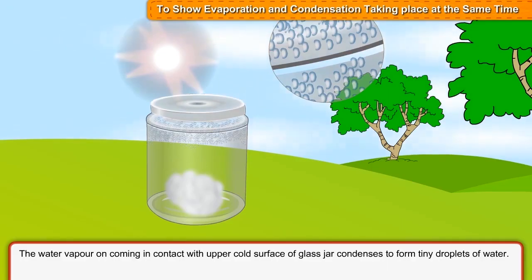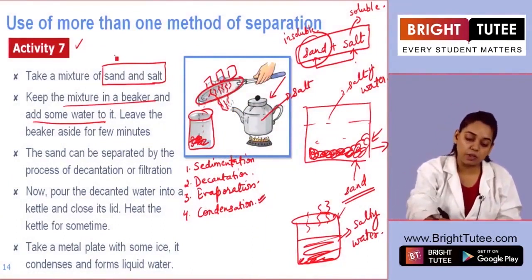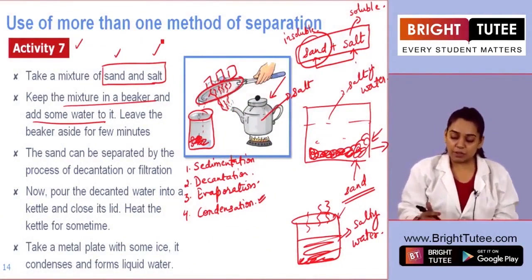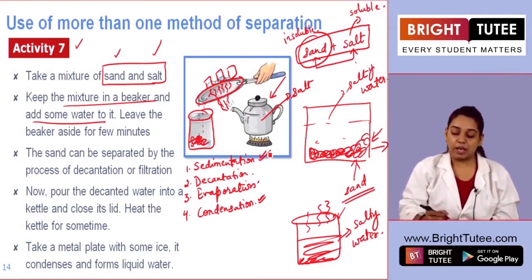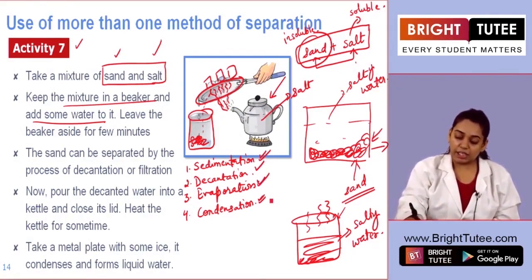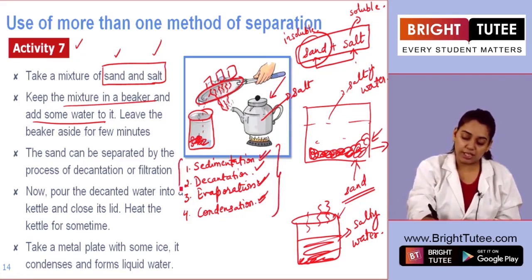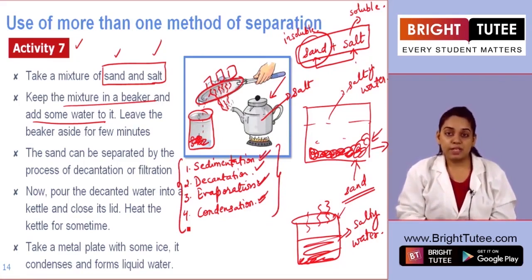So children, how many steps or processes have we used in order to separate the mixture of sand and water, sand and salt? We have used the process of sedimentation, then decantation, evaporation, and finally condensation. So you can see that in order to separate substances, we can use one or more processes for the separation.